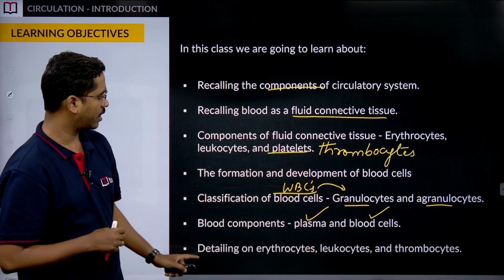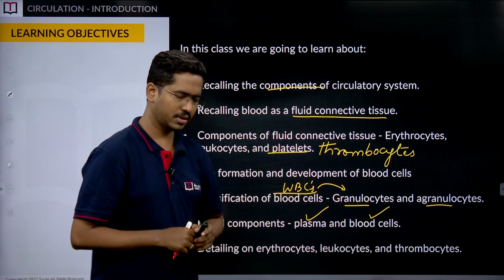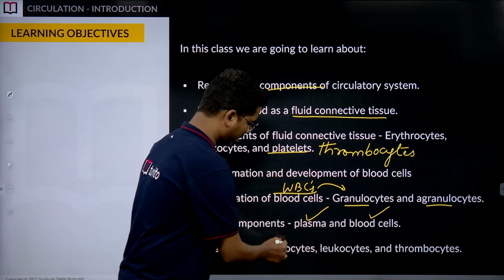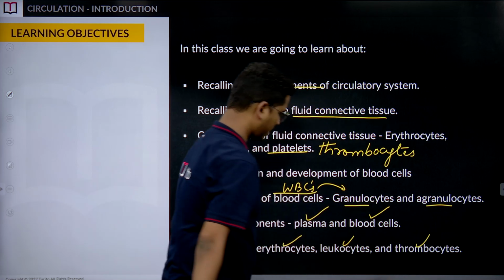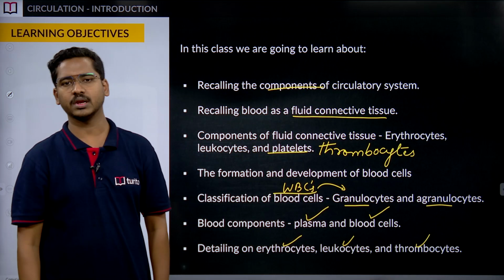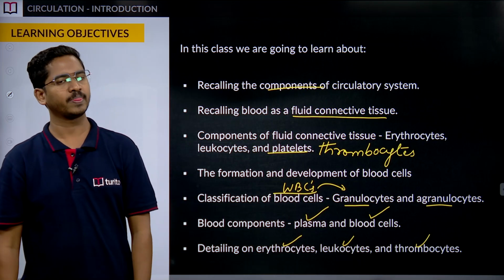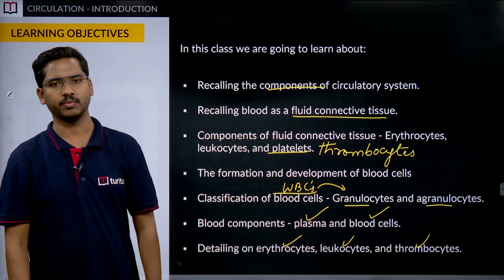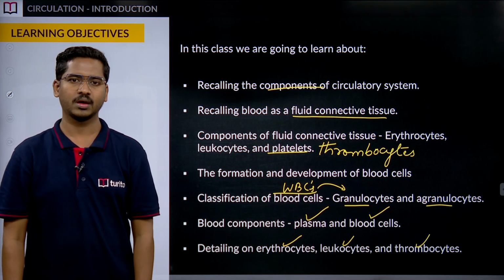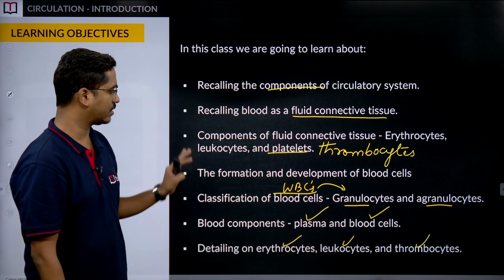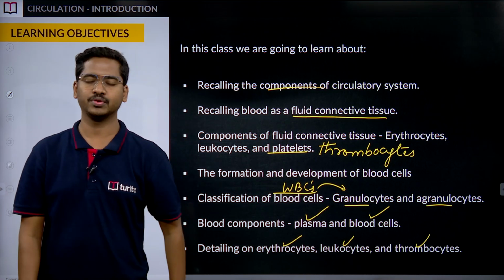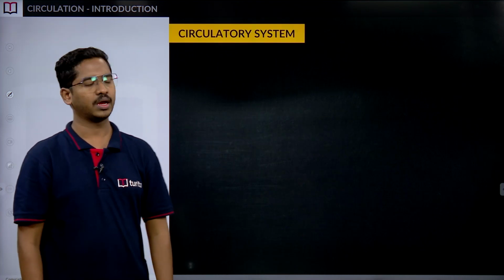After that, we will have a detailed understanding of the types of blood cells: erythrocytes, leukocytes and thrombocytes. Erythrocytes are basically known as RBCs, leukocytes are known as WBCs and thrombocytes account for platelets. These are the objectives we have planned for you today. Let us move forward and understand.